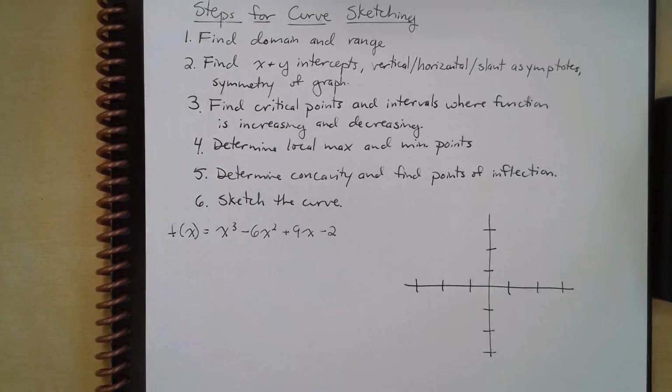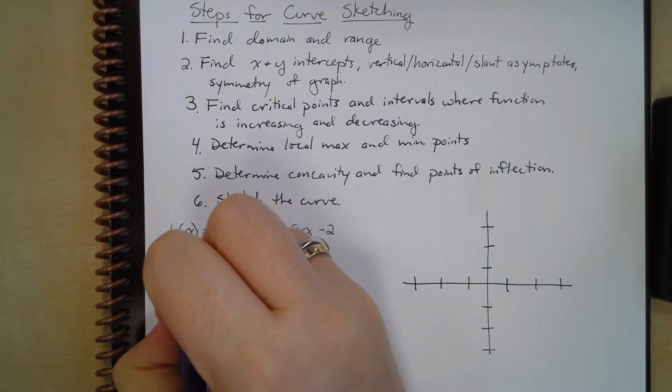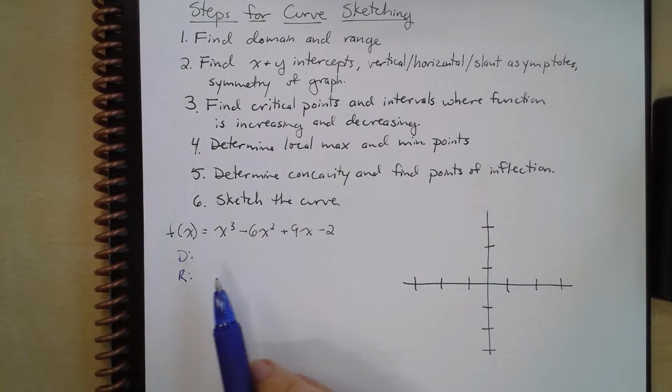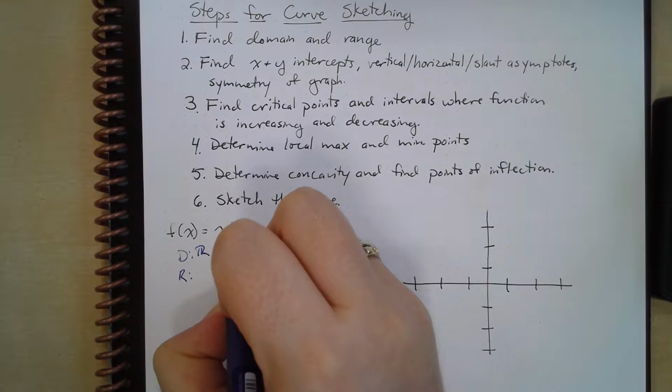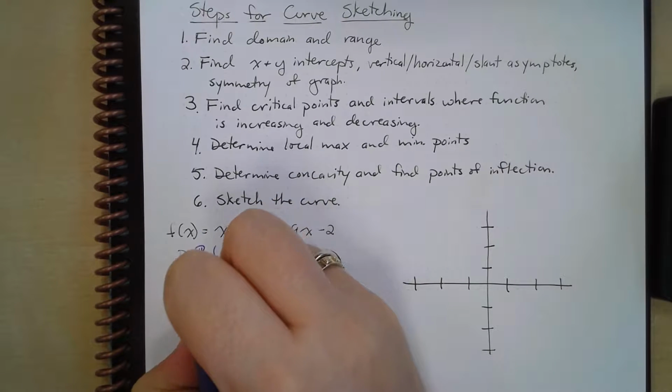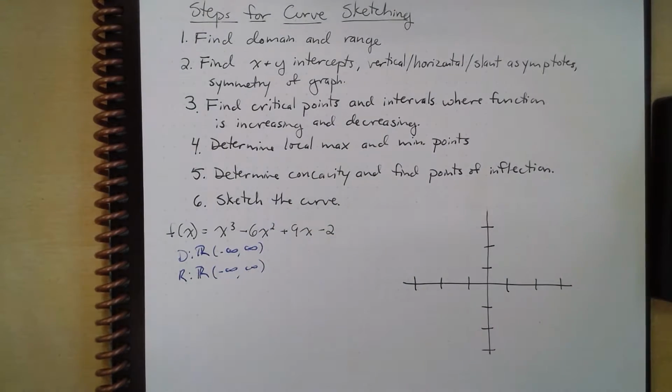So we've been given a function, f of x is equal to x cubed minus 6x squared plus 9x minus 2. First I'm going to talk about our domain and our range. It looks to me like our domain is all real numbers, or you could say from negative infinity to infinity, and our range is the same. That's nice. That means that we don't have a lot to deal with for domain and range, and we can just draw this graph as we would.